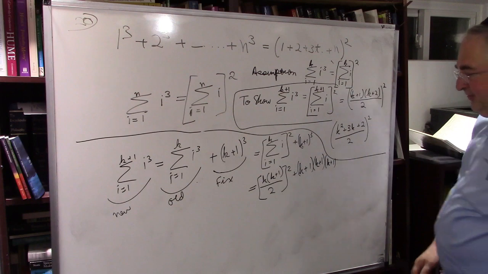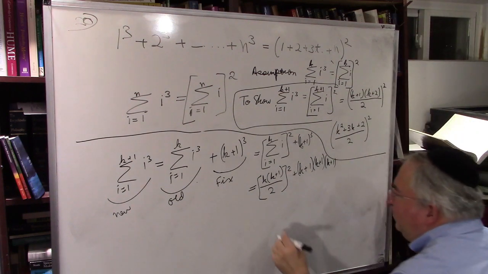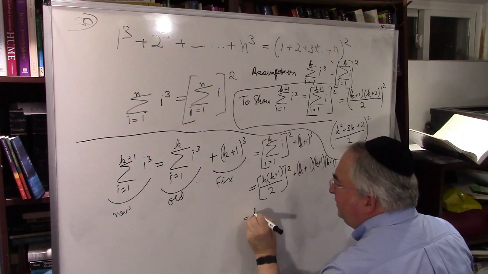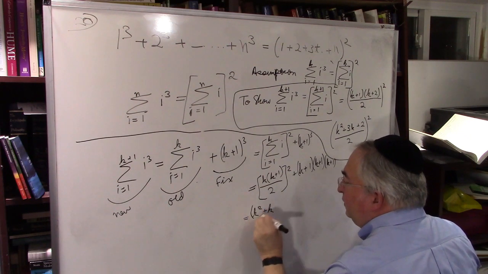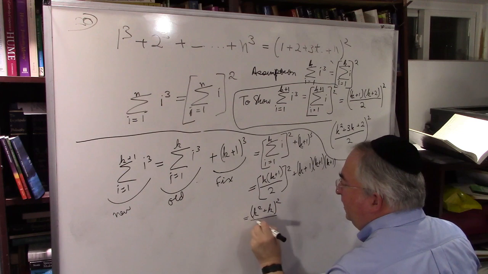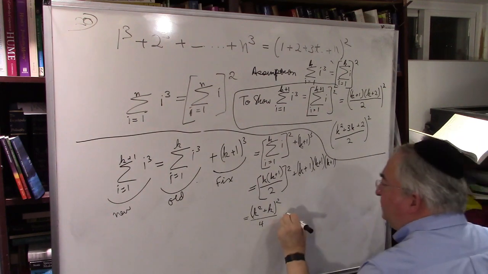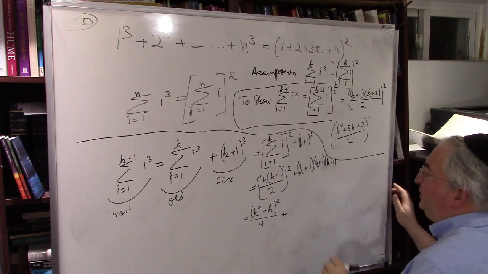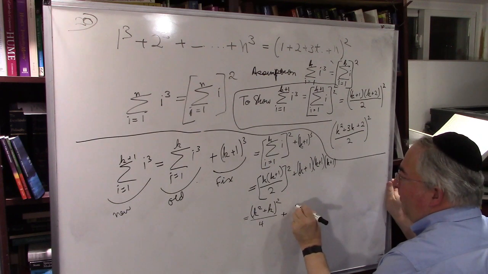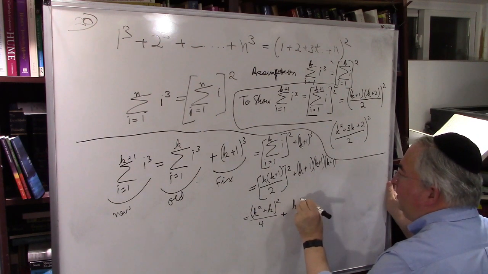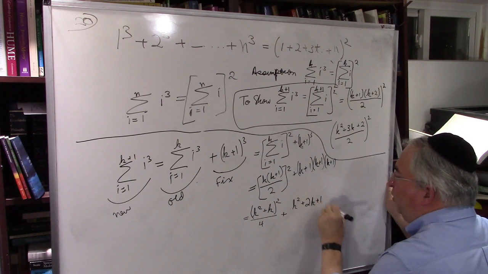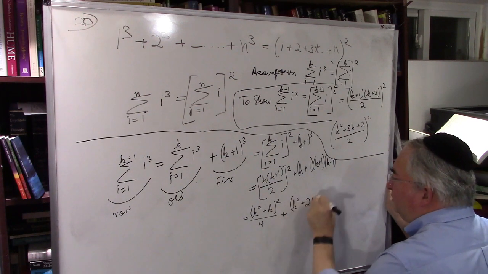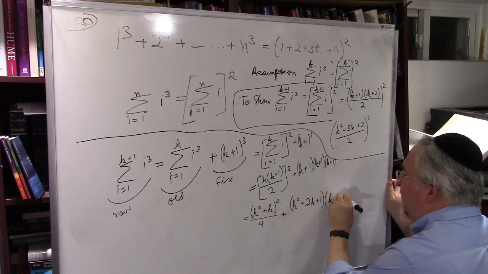Okay, this is a lot of work. Let's do it. Ready? So this becomes k squared plus k. I'm going to have to square that once, and we're going to get a 4 over there, plus this is going to be k squared plus 2k plus 1, all that multiplied by k plus 1.